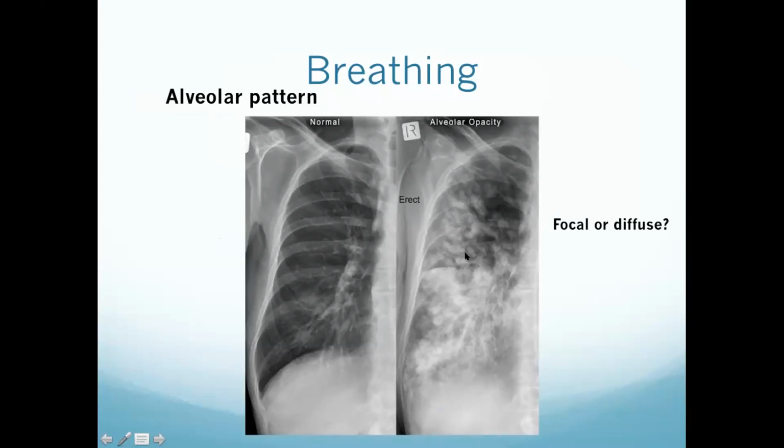And the alveolar pattern you'll see is a bit more of a fluffy, cloud-like appearance. And with this, you want to be thinking, is it focal or diffuse? If it's focal, it could be a primary cancer or pneumonia. More diffuse could be a severe pneumonia, COVID, or a more severe cancer.